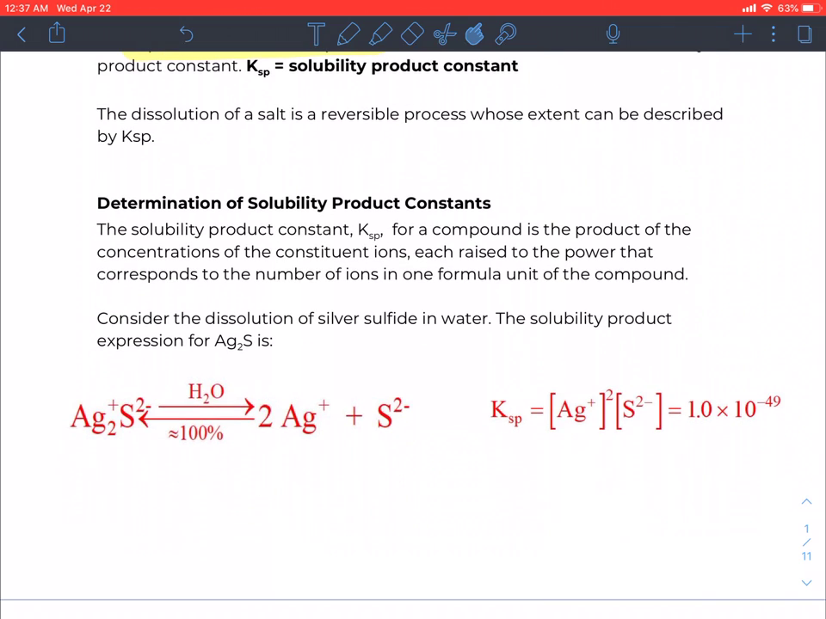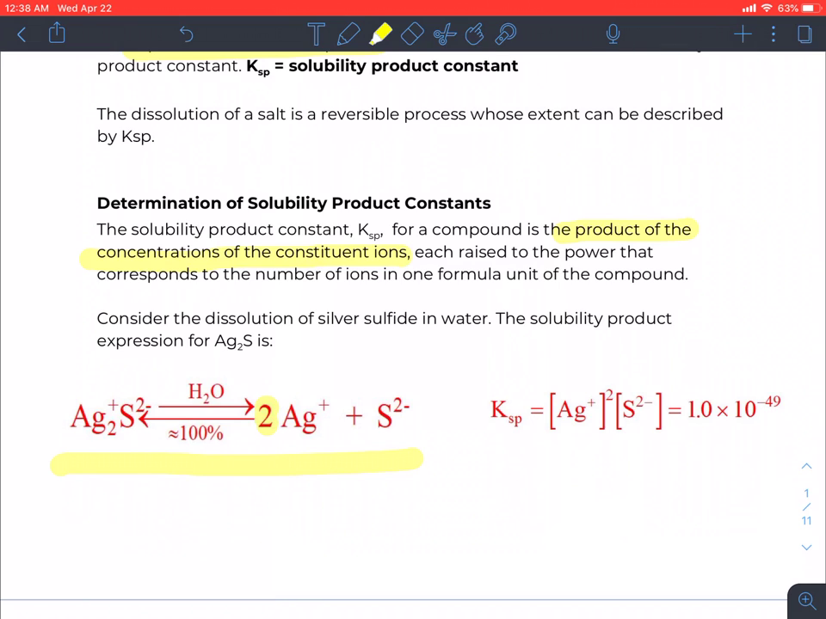Okay, so determination of this. Let's talk about the nitty-gritty. The solubility product constant, KSP, for a compound is the product of the concentrations of the constituent ions, each raised to the power that corresponds to the number of ions in one formula unit of the compound. We're going to do several examples here. Consider the dissolution of silver sulfide, Ag2S. Now here's the reaction. You can see that there are 2 Ag plus ions for every 1 S2 minus ion. Okay, the coefficient in front.